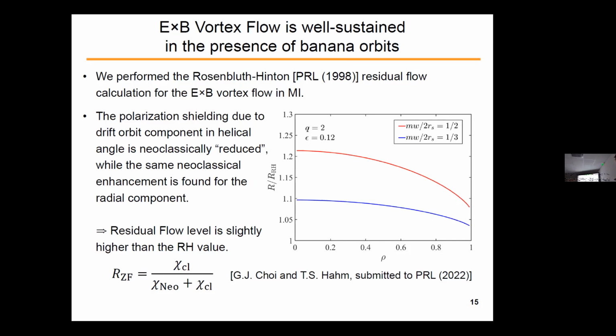The algebra becomes a bit complicated, but Kyungjin is very good at cranking out very complex calculations, and he found the answer. The conclusion is that the residual flow level is basically almost the same as the Rosenbluth-Hinton value, but the neoclassical polarization gets reduced due to the K vector modification in the helically symmetric island. So actually the conclusion is that it's well sustained. This is now published in Physical Review Letters.